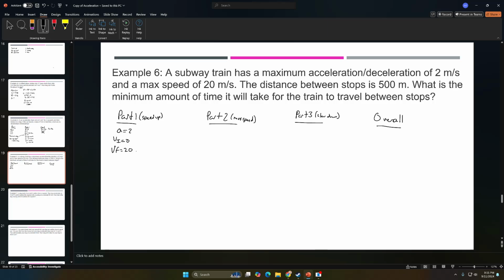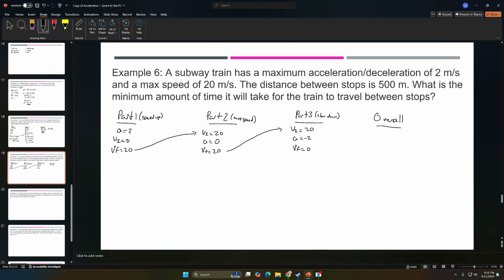As we learned last question, at the end of the first part, this final velocity here becomes the initial velocity here. And because it's maximum speed, it's not slowing down or speeding up, so our acceleration is 0. Our final velocity is also going to be 20. And then for part 3, this is when it has to start slowing down, so its initial velocity will be its maximum. Its acceleration will be -2, right? Because that's the maximum deceleration. And then the final velocity will be 0.